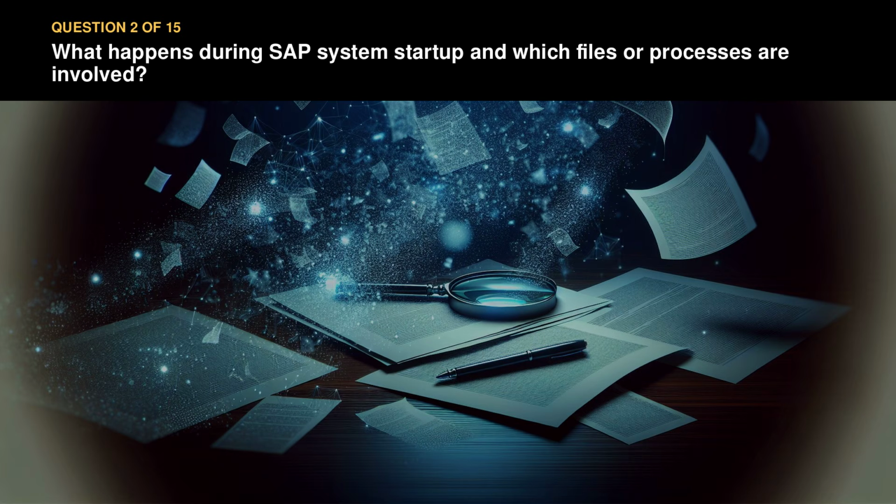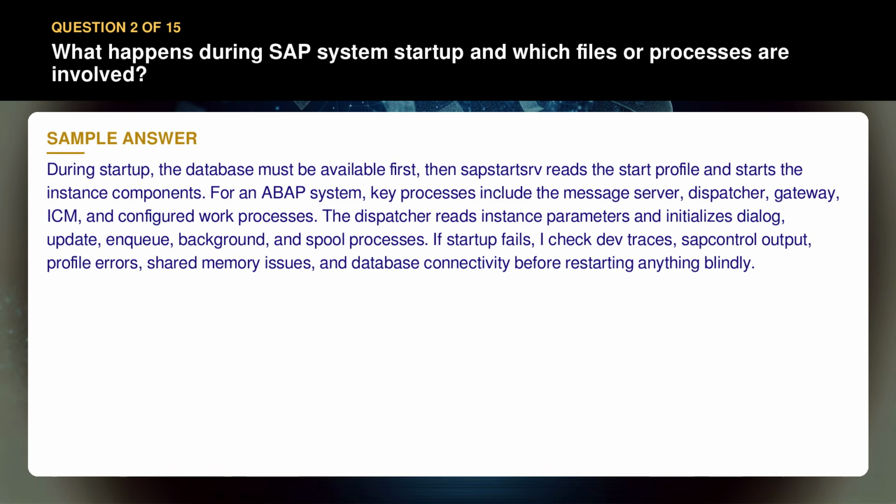Question 2. What happens during SAP system startup, and which files or processes are involved? During startup, the database must be available first. Then SAP Start Service reads the start profile and starts the instance components. For an ABAP system, key processes include the message server, dispatcher, gateway, ICM, and configured work processes. The dispatcher reads instance parameters and initializes dialog, update, enqueue, background, and spool processes.